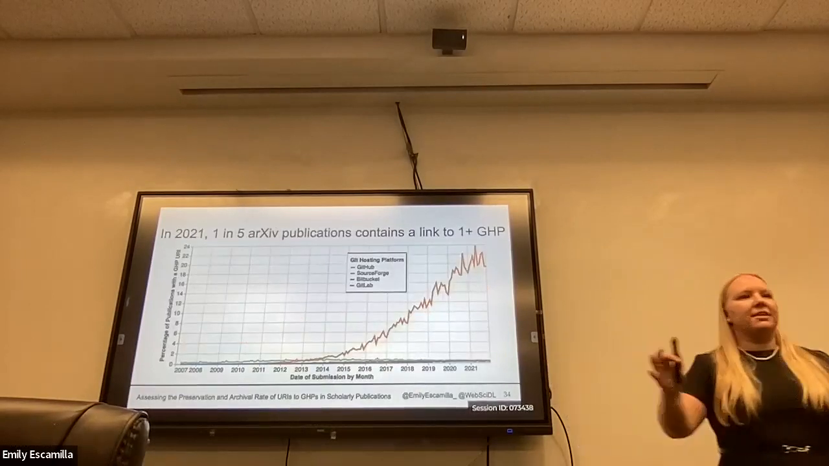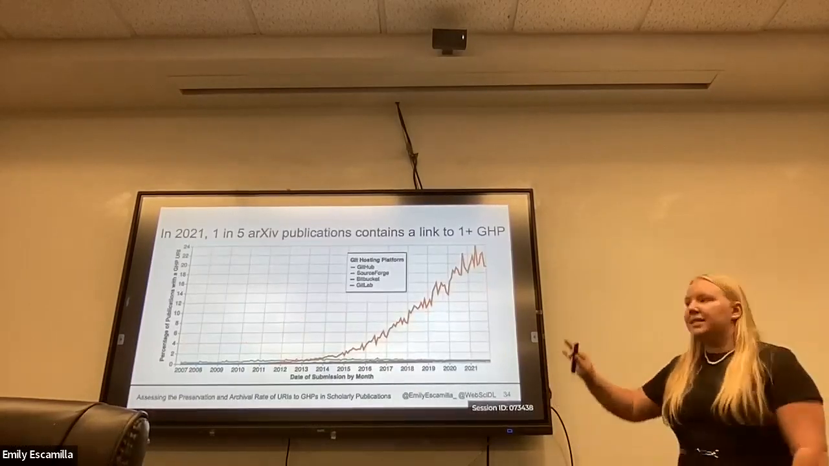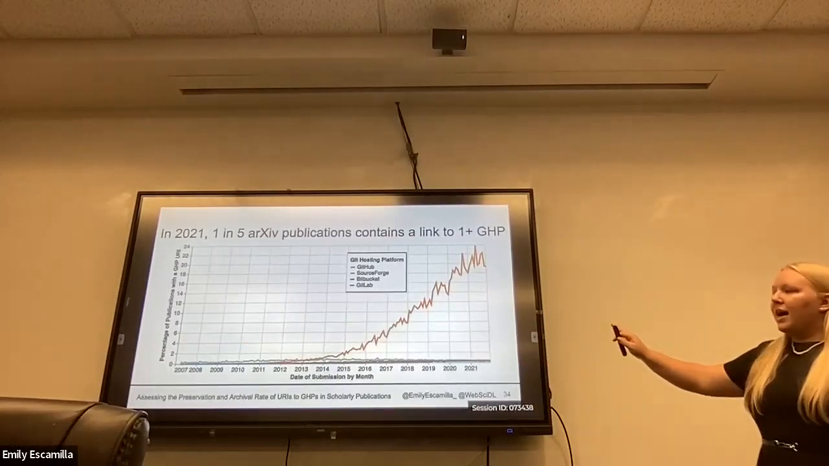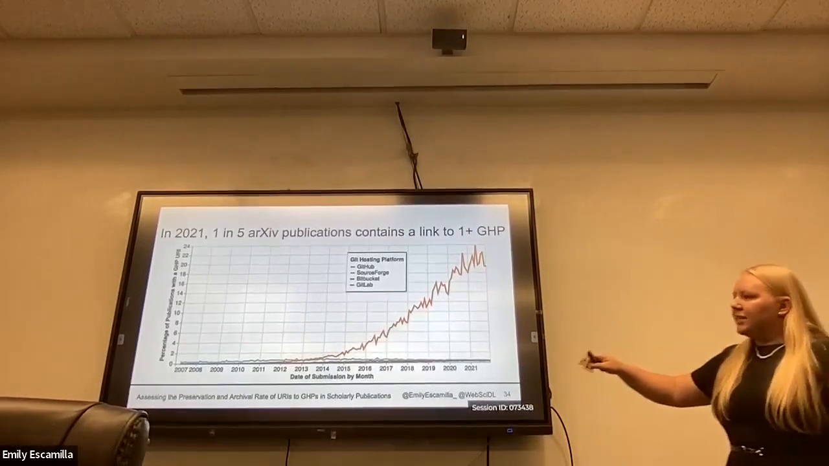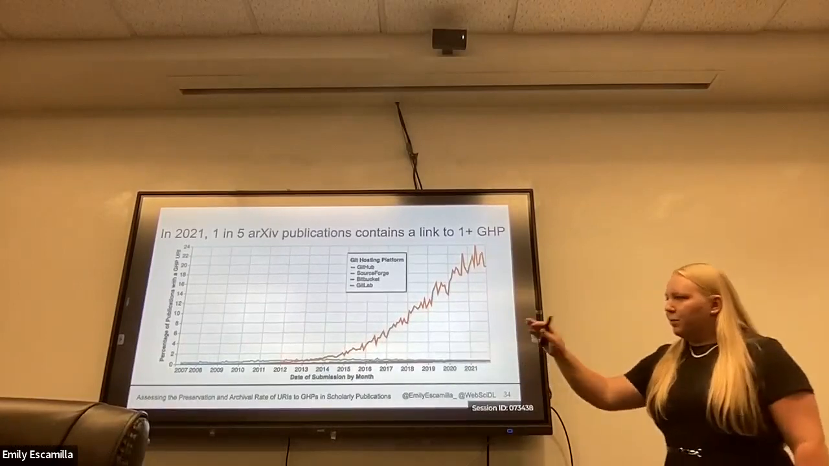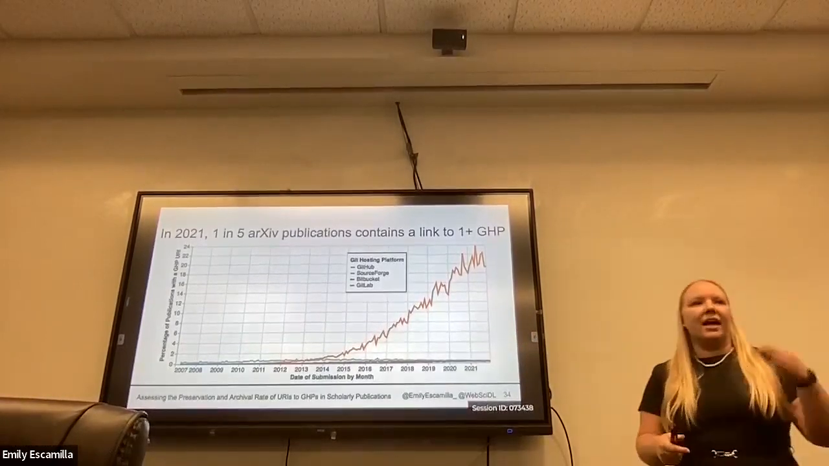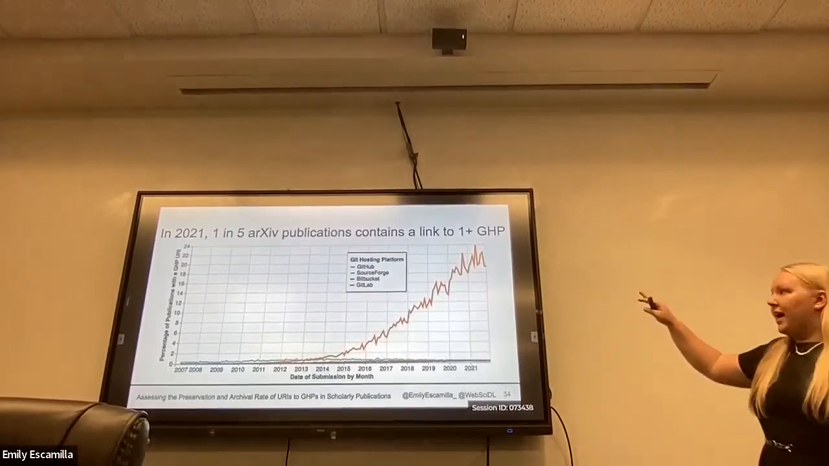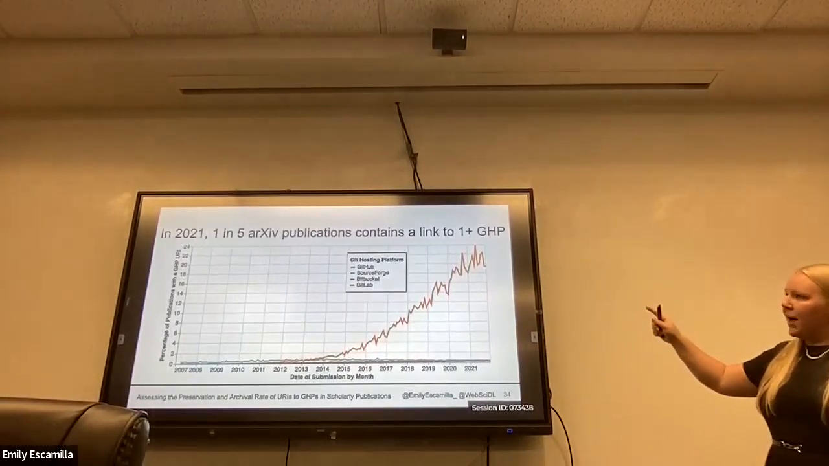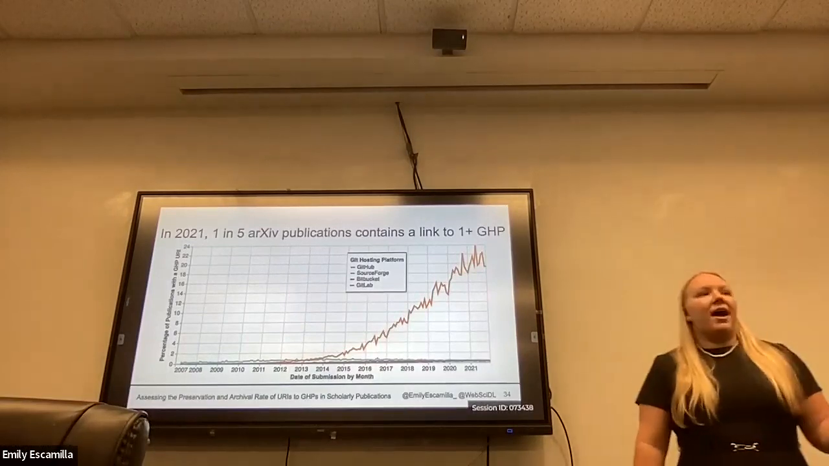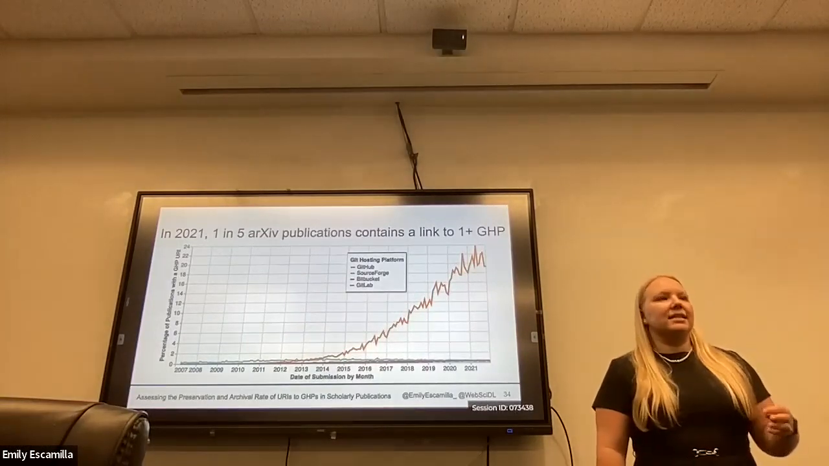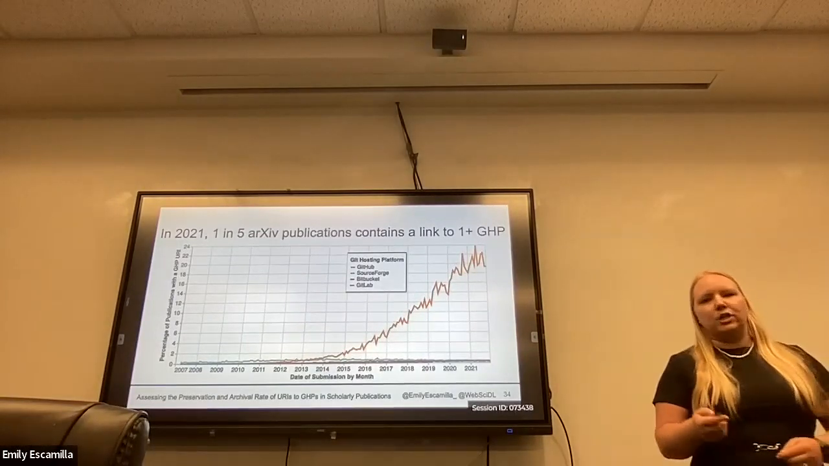If we zoom in specifically on the arXiv corpus, this is the use of GHP URIs within the arXiv corpus. You can see it's pretty rare to see a GHP URI until about 2014, when GitHub really starts building in prevalence. And by 2021, 1 in 5 arXiv publications contains a link to at least 1 GHP.